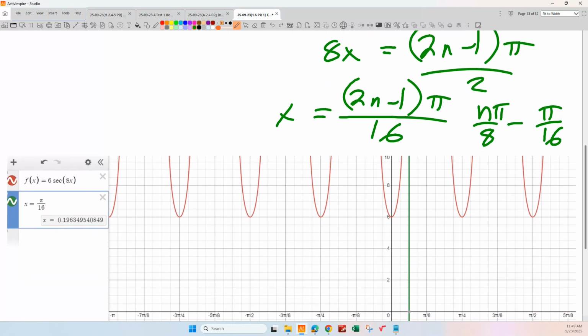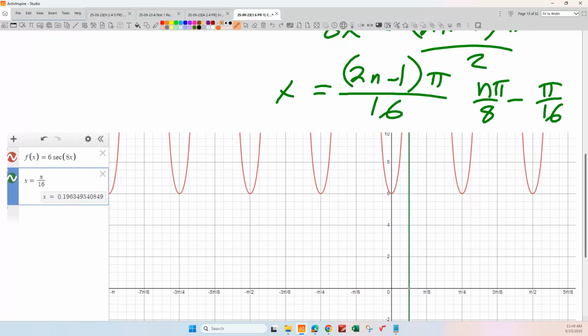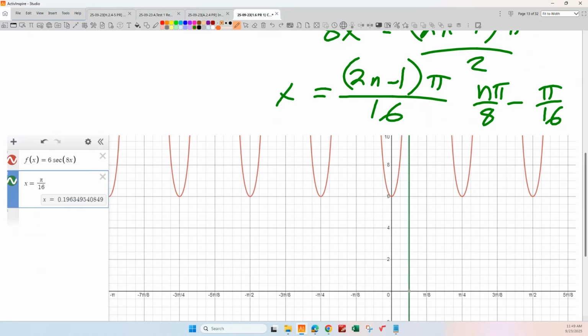And what do we get then? So let's see. We're going to have asymptotes at, if n equals 0, I would just get negative pi 16ths. Okay, so let's see. It looks like there's negative pi 8ths, so negative pi 16ths would be in the middle. What do you know? That looks like an asymptote there, doesn't it?